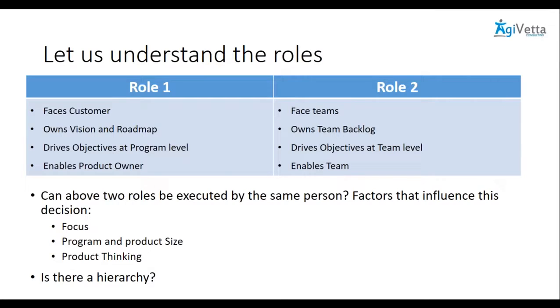This person at role 2 interfaces and also owns the backlog at the team level. Essentially the team backlog, the product backlog for the team, that kind of thing. And drives the objectives at the team level, enables the team, makes the team understand what the requirements are and why they would need to be developed. And as the product scales, more and more teams come in, and more people are required at role 2, so that they can interface with people at role 1.